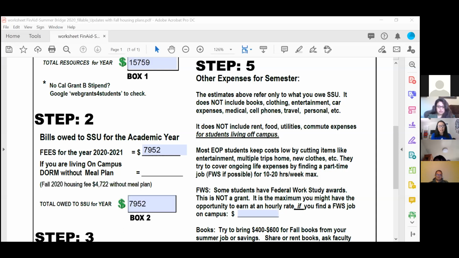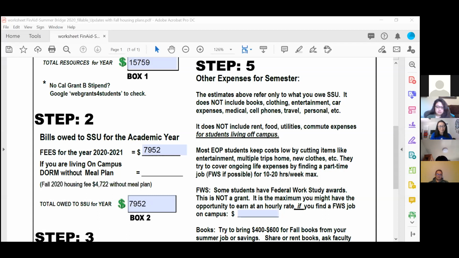Now, if you're planning on living on campus, there is a fee for fall semester. Okay, and because this estimated budget worksheet focuses on the full academic year, we're going to add what we know the cost is for the fall semester if you're planning on living on campus. Okay, so let me again pull up the frequently asked questions in housing. The amount that you'll pay for fall semester is $4,722 for on-campus housing.